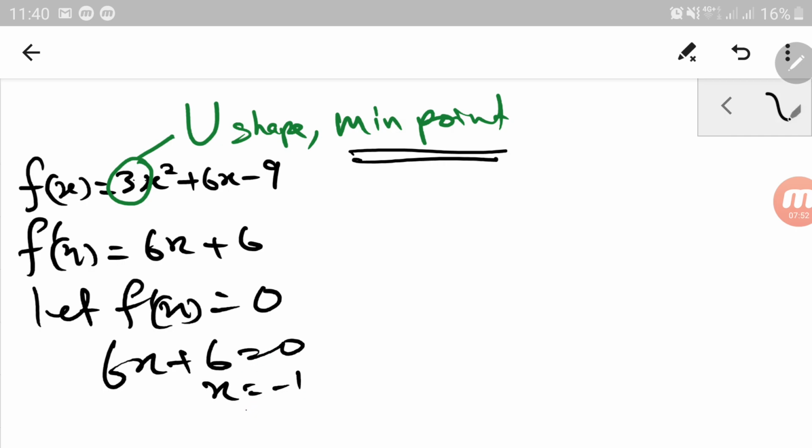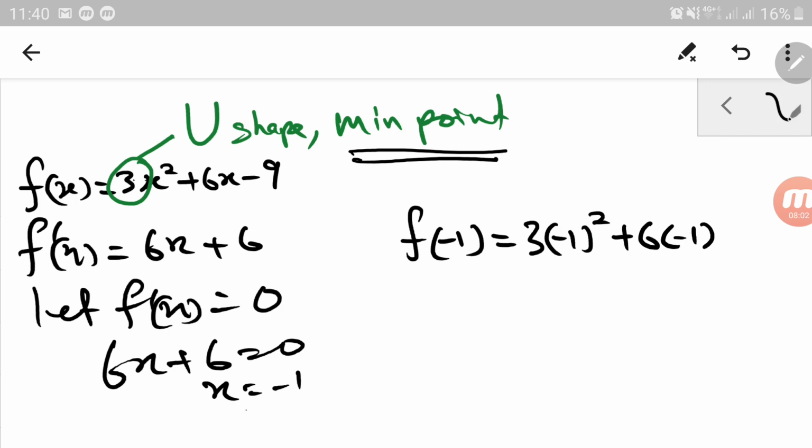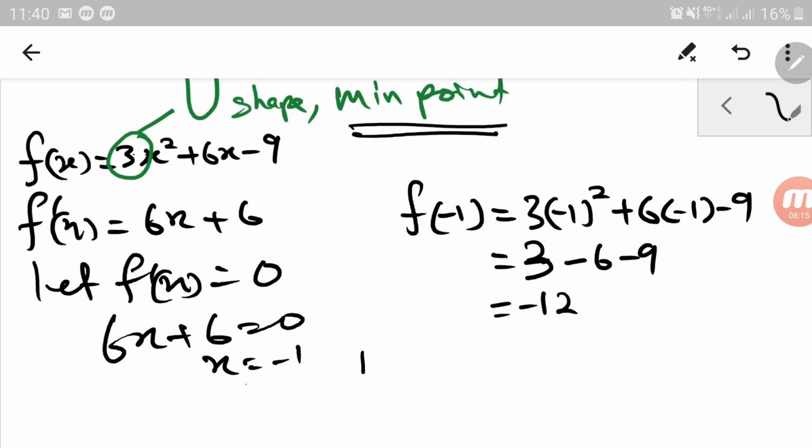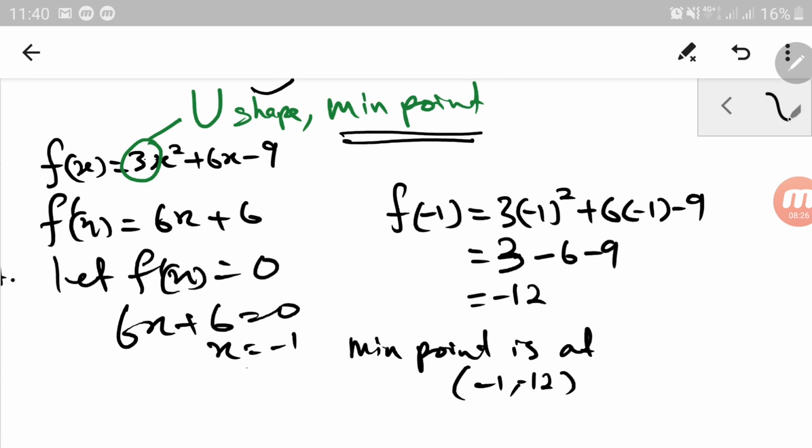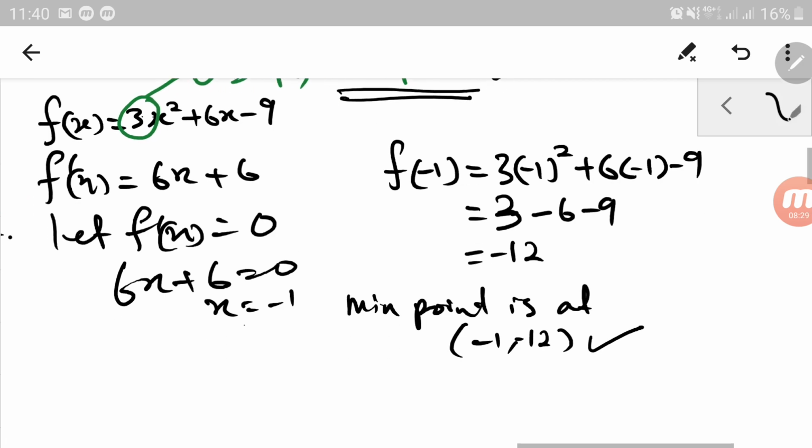Now, x is minus 1. When x is minus 1, what is the y? Easy, just substitute inside the original function. 3 minus 6 minus 9. Minus 3, minus 9, minus 12, isn't it? It's minus 12. So the minimum point is at minus 1, minus 12. So we have the shape, we have the minimum point, we have the coordinate.